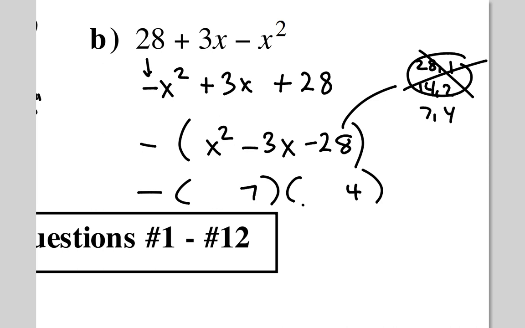Which one's negative, 4 or 7? It ends up negative, right? Negative 3. So the bigger one has to be negative. Now a negative 7 and a positive 4 make a negative 28. A negative 7 plus a positive 4 gives you a negative 3. Slap the x in there, and life is good.